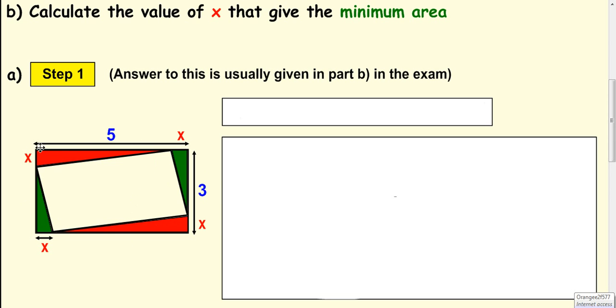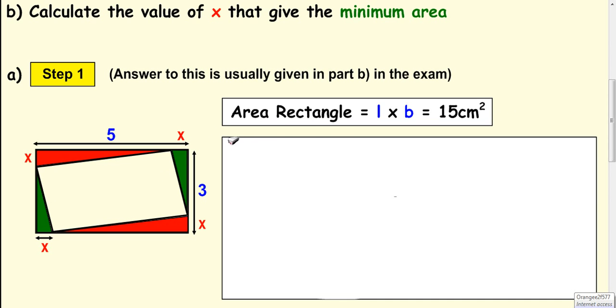So first things first, we'll get the area of the actual big rectangle, the surrounding rectangle, and that's dead easy, just length times breadth. So area of rectangle equals length times breadth, which is 5 times 3, which is 15.